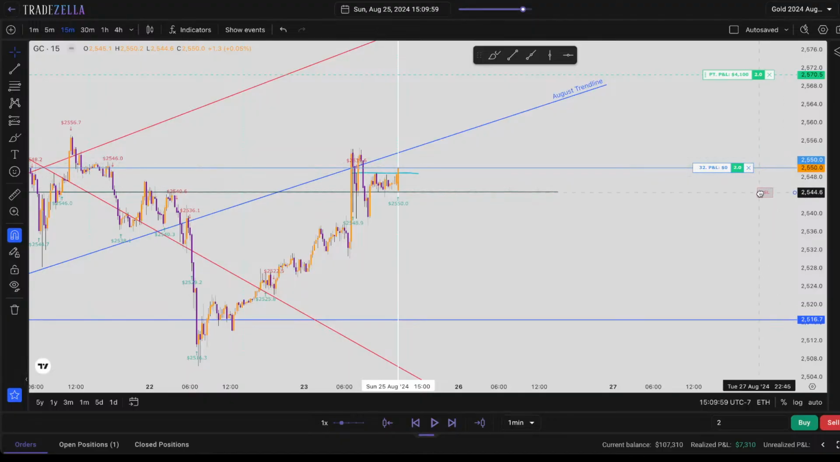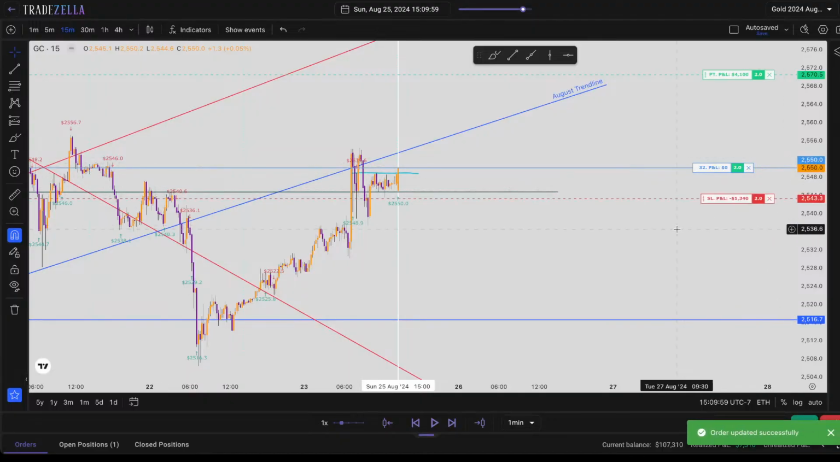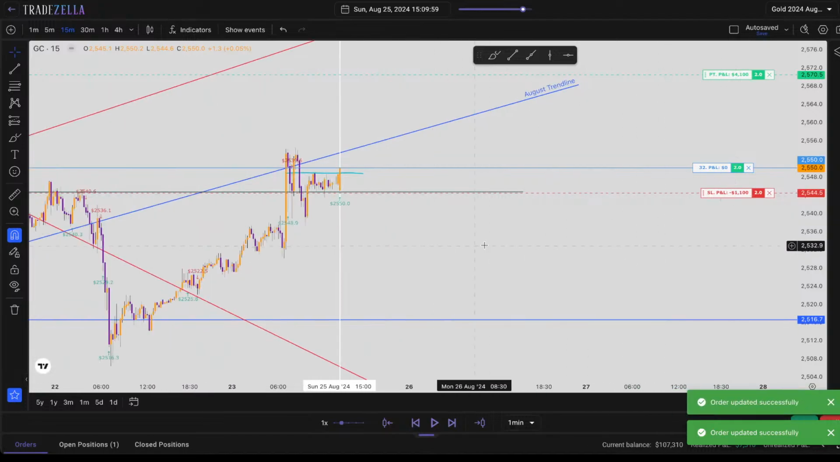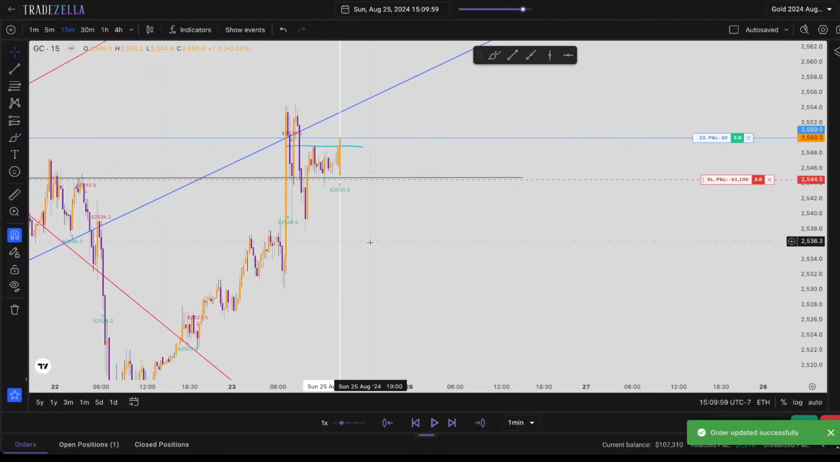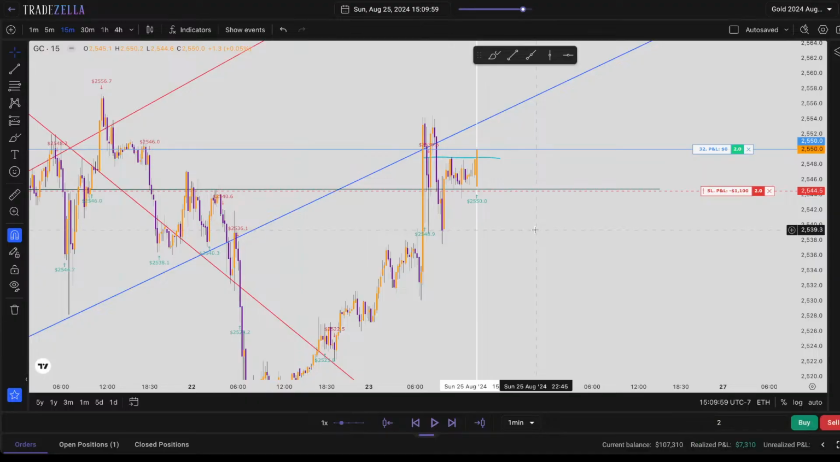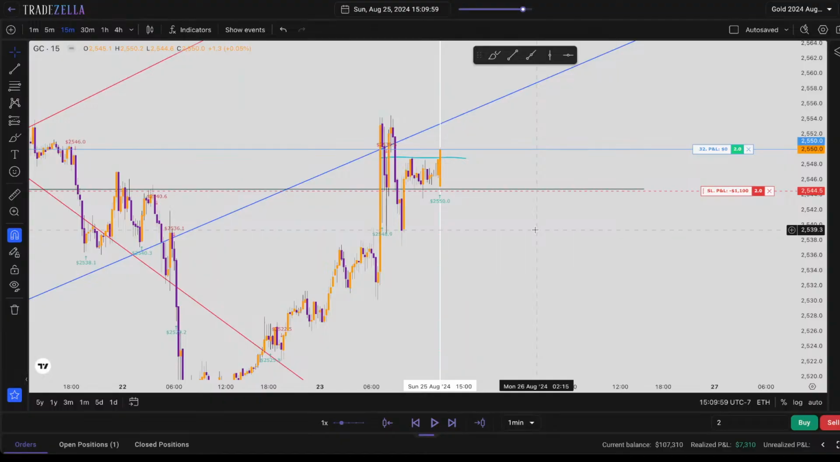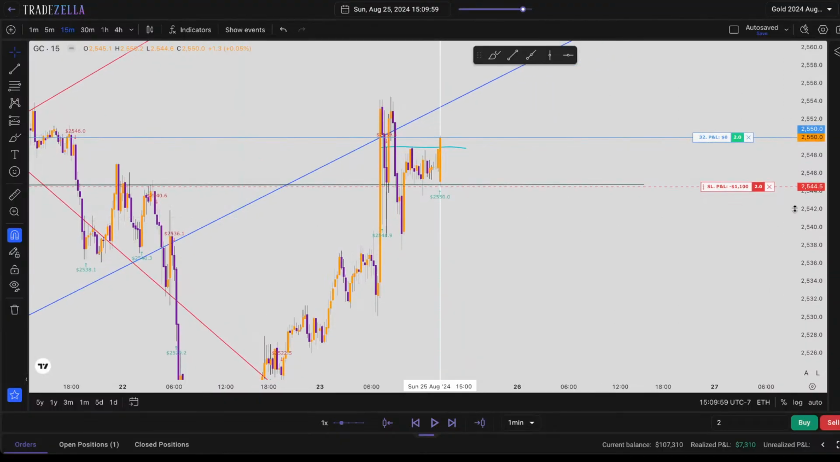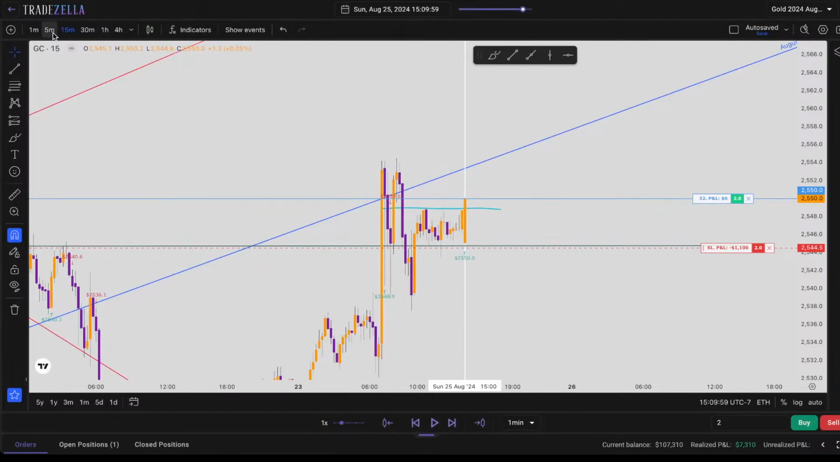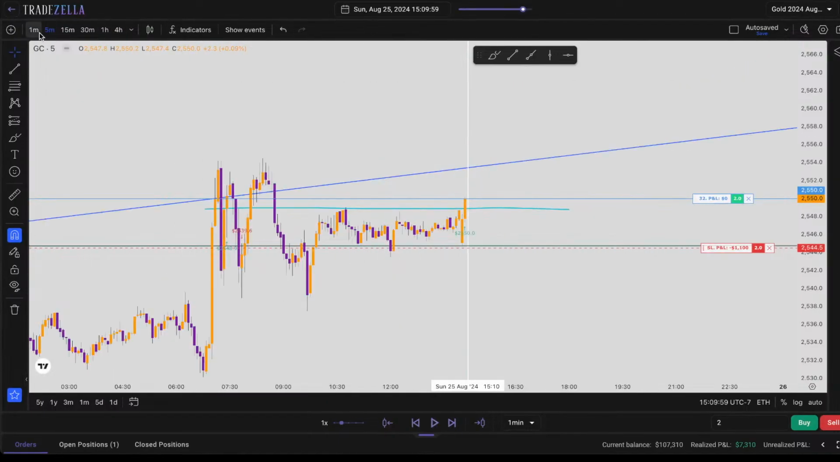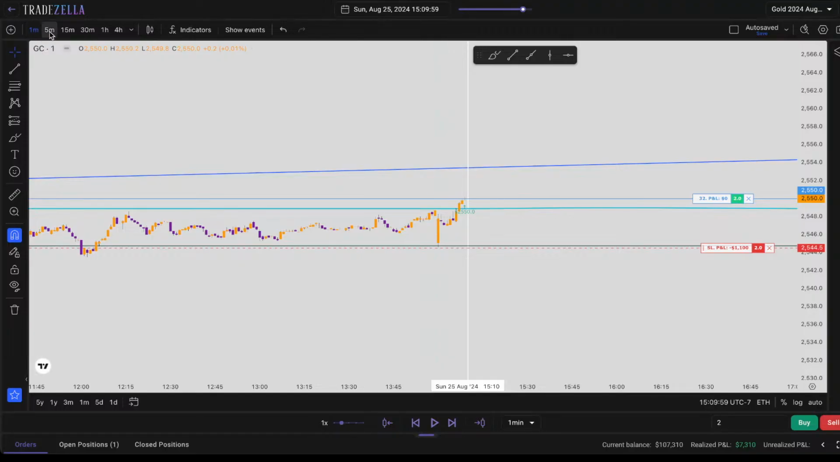Stop loss. We'll let these people have 1,100. If they want to come get it, then, you know, come get it. All right. Here we go.